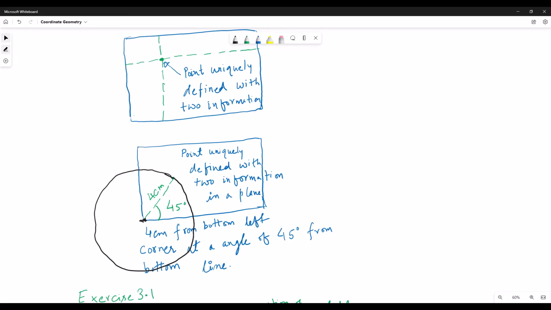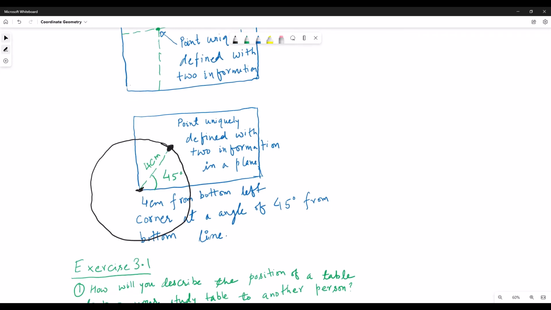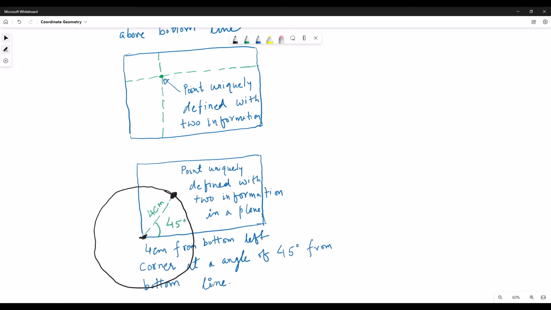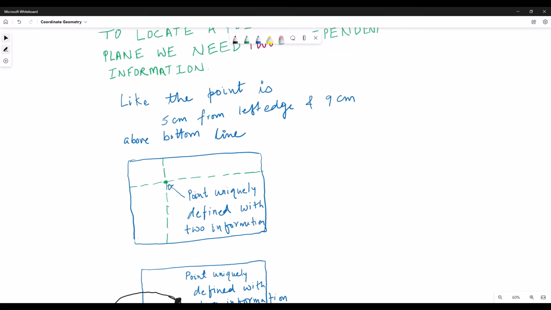But when we say that the point is making a 45 degree angle, then this point is uniquely identified; this is the only point that is possible. The point and the origin joined by a line segment make a 45 degree angle with the x-axis. Then this point can be uniquely identified. So generally we will be using this information only: distance in the x direction and distance in the y direction.